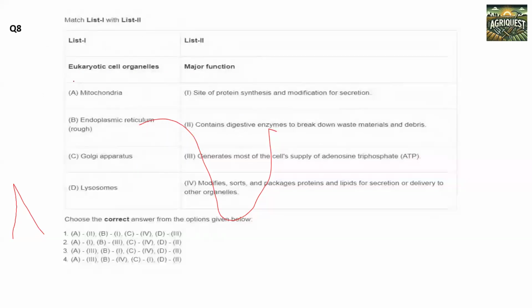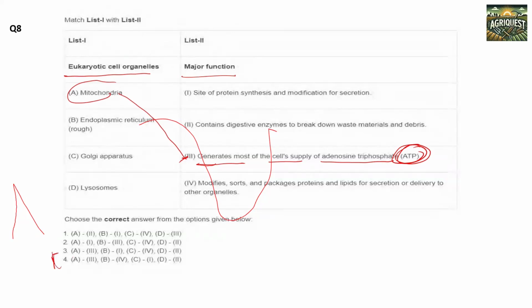Question number 8. The eukaryotic cell organelles and their major functions. Here, generating most of the cell's supply of adenosine triphosphate, or ATP. You know ATP is generally produced by mitochondria. So A will be the correct answer, A is equal to 3. Among these two, one will be the correct answer.